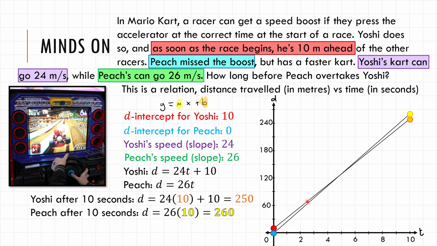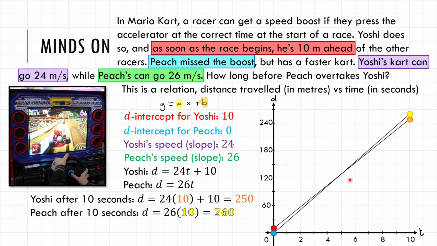And how do I know that? How do I know what characteristic of this line tells me that Peach is going faster? Well, Peach's slope is steeper. Peach's slope is a little bit steeper than Yoshi's. It's going up. The distance that she's covering is more for every unit of time. So in 10 seconds, Peach has covered a greater distance. That tells me that she's driving faster.